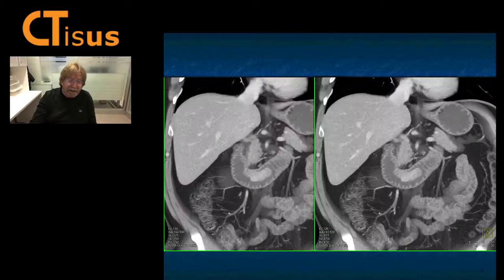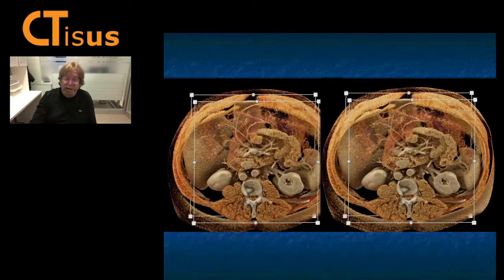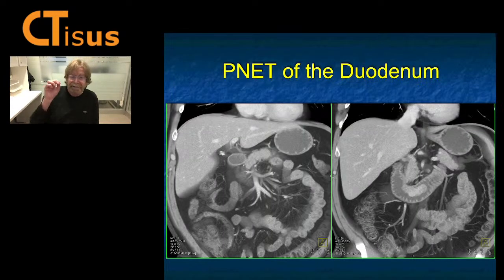It's mildly vascular, and here it is on the cine. But what was this? It was a neuroendocrine tumor. A typical appearance of a neuroendocrine of the duodenum. First, a polypoid appearance, and second, the fact it wasn't as vascular as we typically see.